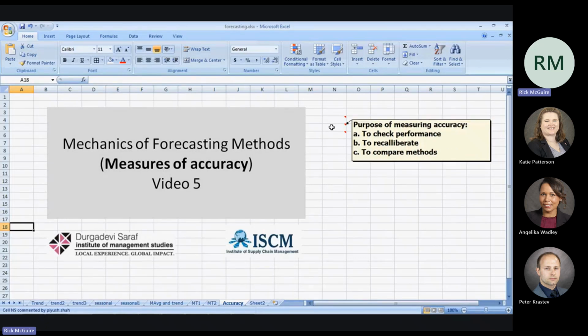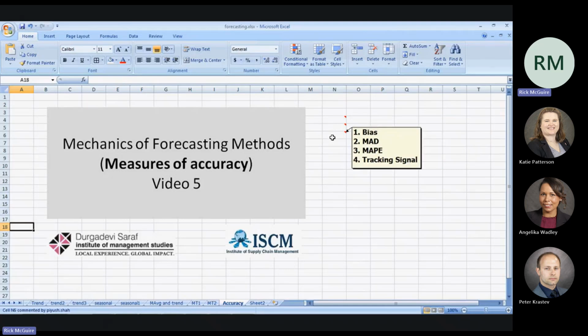Forecasting accuracy: there are 3 basic purposes of why we measure. 1, to check the performance of how we are doing. 2nd, to recalibrate. For example, if we have selected certain methods, certain values of alpha or gamma or seasonal indices, we need to check if those values are relevant. And 3, if we are selecting a forecasting method, we would want to compare across various forecasting methods, which does a good job. So sometimes to compare, we use measures of accuracy.